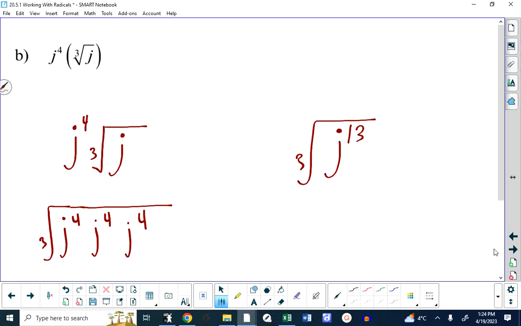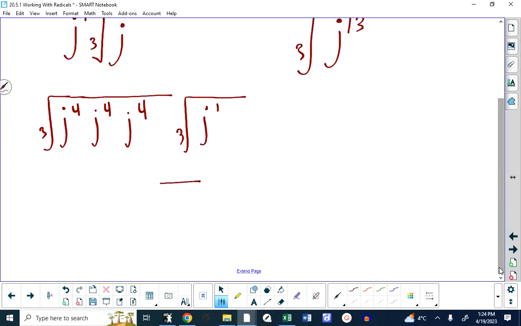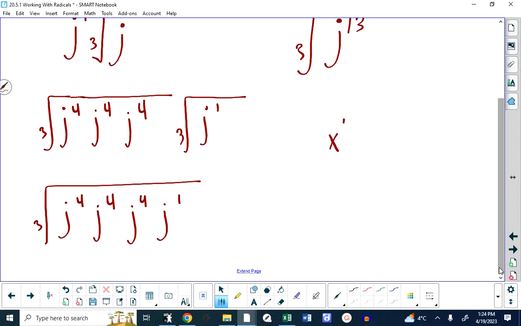I'm going to break this down and explain it in a little more detail in a second. I apologize for missing that 4. So what we end up with is the cube root of j to the 4 times j to the 4 times j to the 4 times j to the 1. And you're taught that when you have a product of powers that have the same base, you add the exponents. That goes back to grade 9.